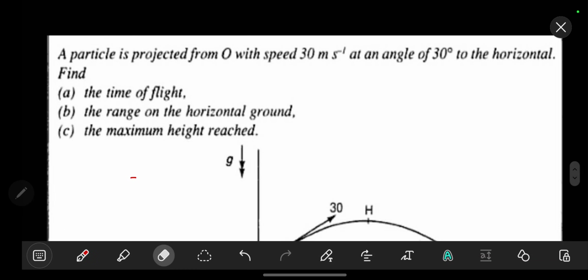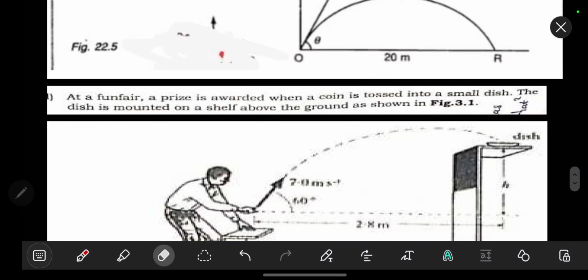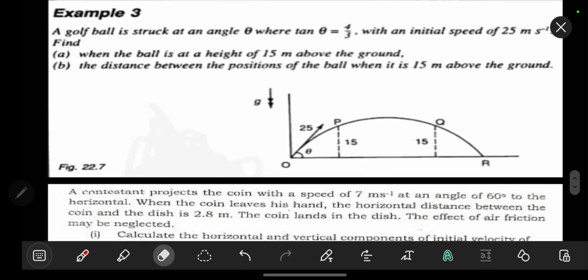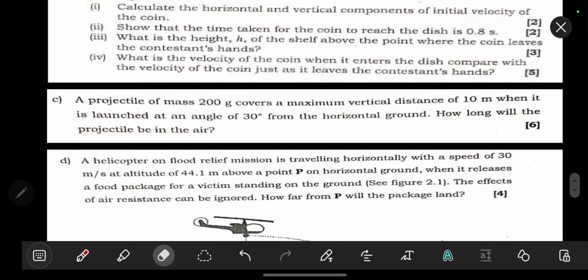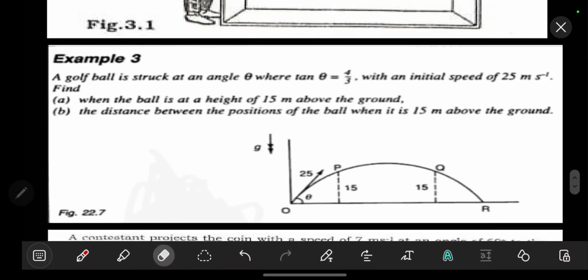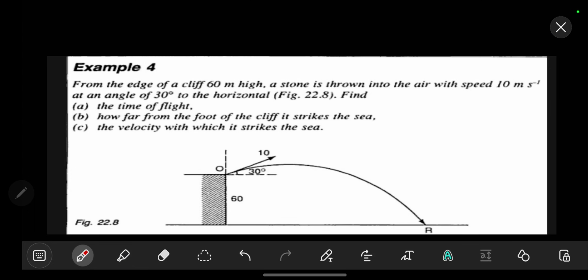So here today we are going to be solving projectile motion questions, a lot of them. After this lesson you should have no difficulties under projectile motion. We have a different number of questions that will equip you for an exam. Others are yet to be disclosed, like this one. So now let's begin.